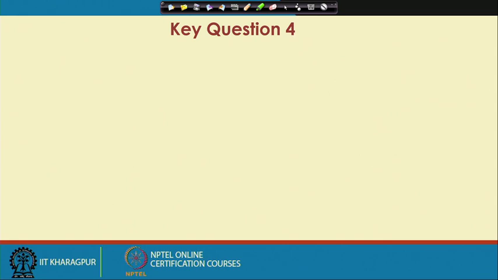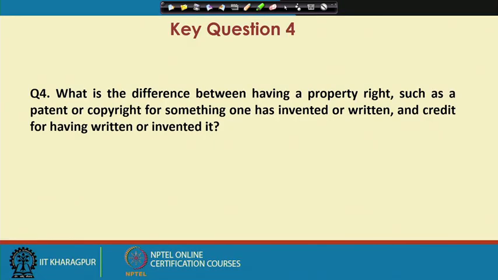We will discuss some more interesting topics in key question 4: what is the difference between having a property right, such as a patent or a copyright, on something invented or written, and credit for having written or invented it.